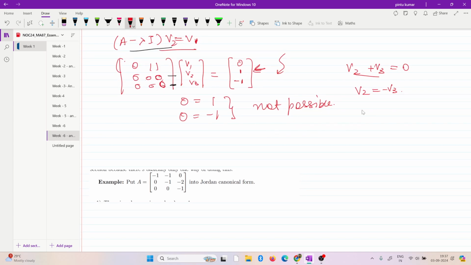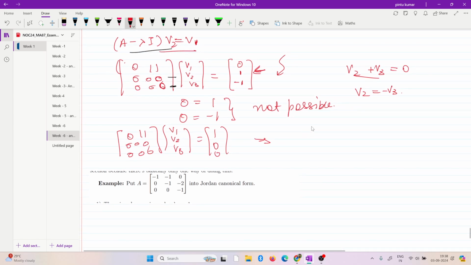So what you get from there is 0, 1, 1, 0, 0, 0, 0, 0, 0, times v1, v2, v3 is equal to 1, 0, 0. This would imply v2 plus v3 is equal to 1, right? And again, your v1 is independent.